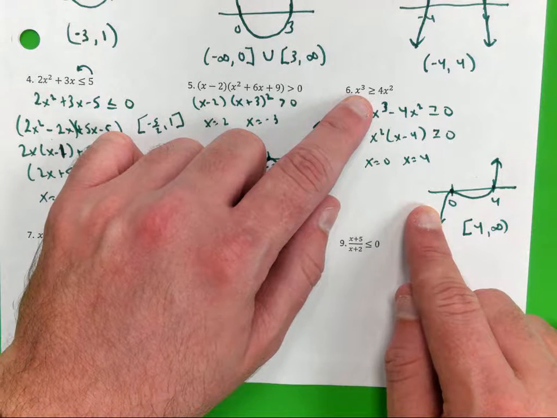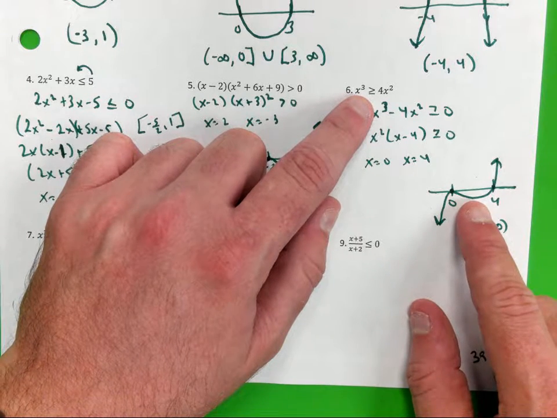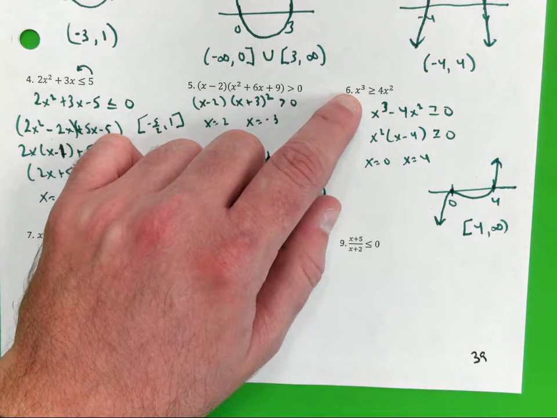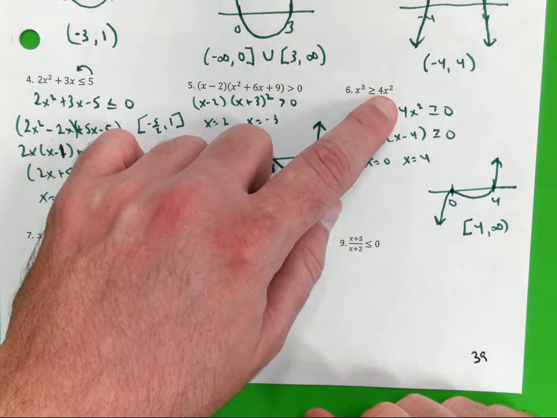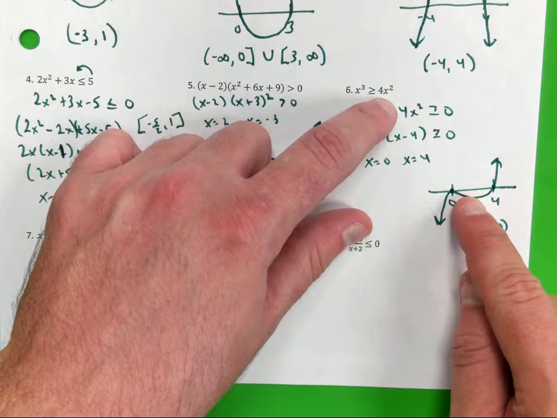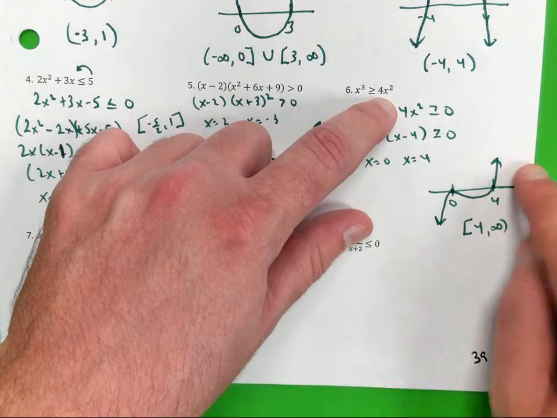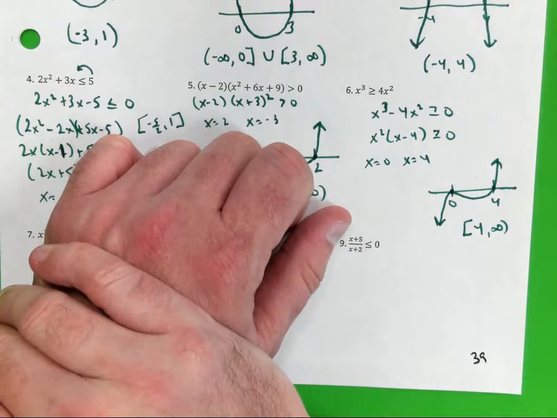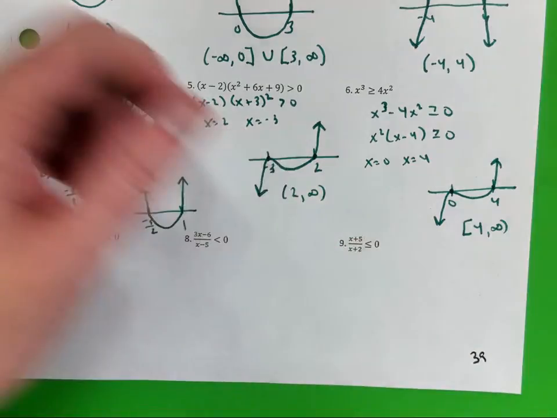You pick in the regions that make it true. If I plug 1 in right here, from between 0 and 4, what's 1 cubed? What's 4 times 1? Is 1 greater than 4? That's why that region is not your answer. It makes it false. This is the only region where the numbers from that region make that true. Does that make sense? Yeah.